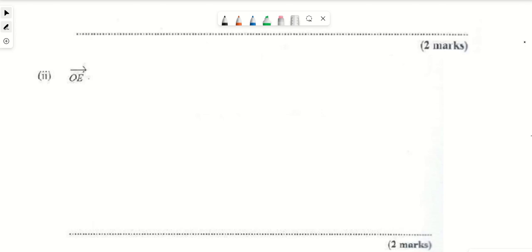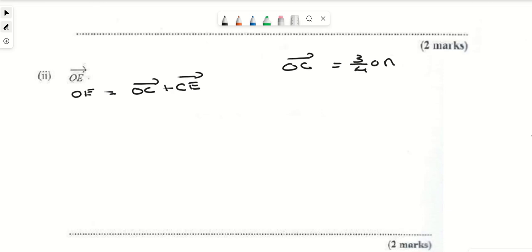So let's see. OE is equal to OC plus CE. Now, OC, they already told you OC is equal to 3/4 of OA, which is R, right? And then they said CE is actually equal to 1/2 of CD.